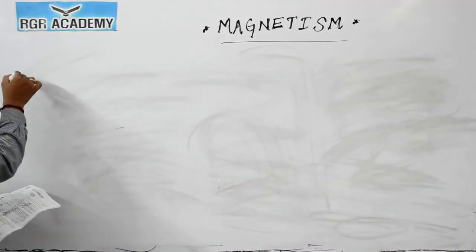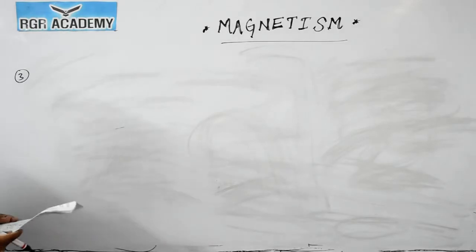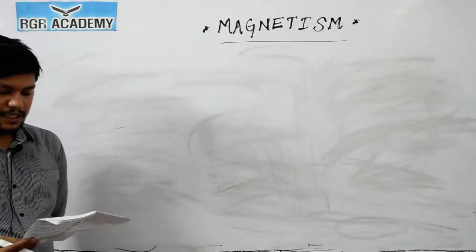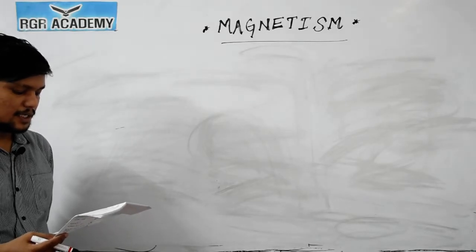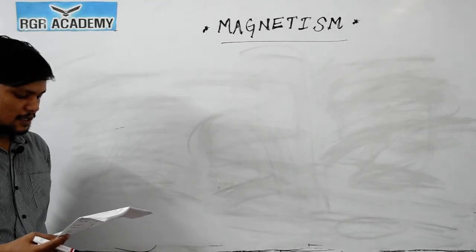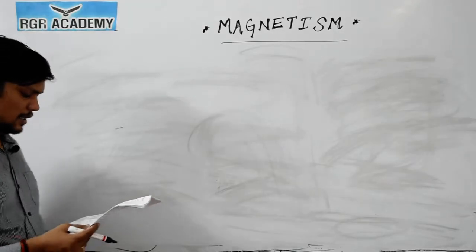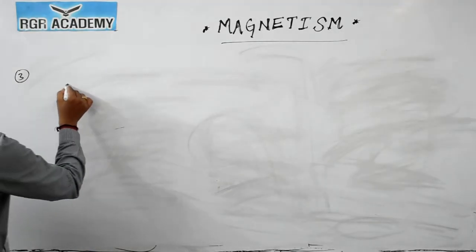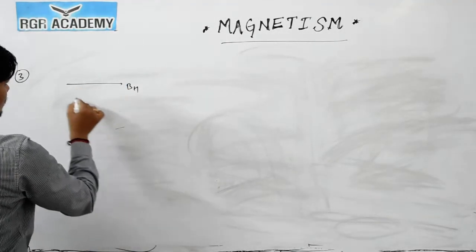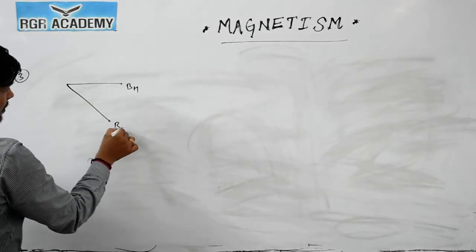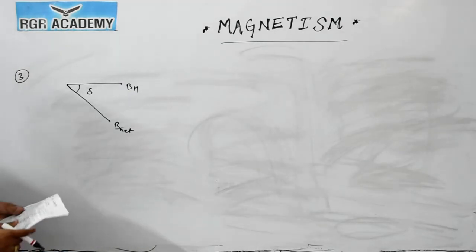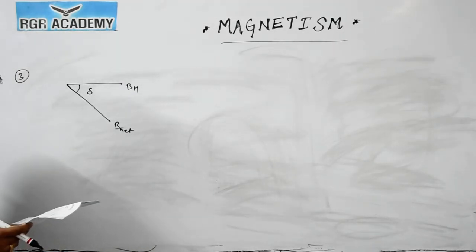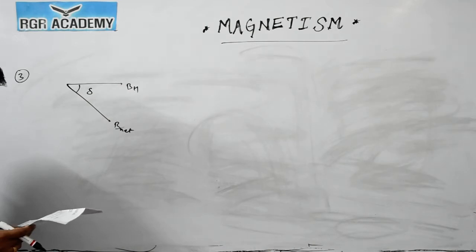So question number 3 is: the angle of dip at a certain place is 30 degrees. If the horizontal component of earth's magnetic field is H, the intensity of the total magnetic field is, okay. So angle of dip means the angle made by the net magnetic field from the horizontal component of the magnetic field. So that is known as angle of dip. Okay.